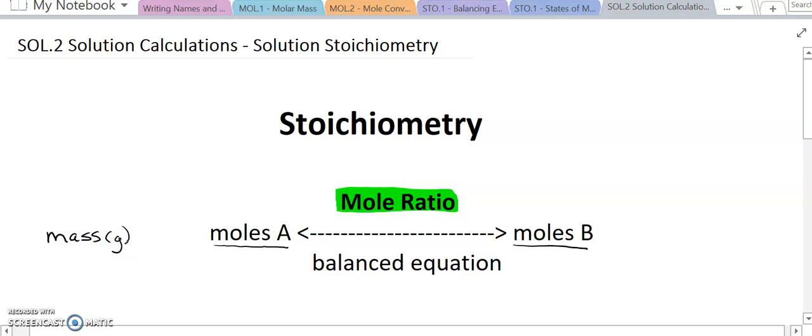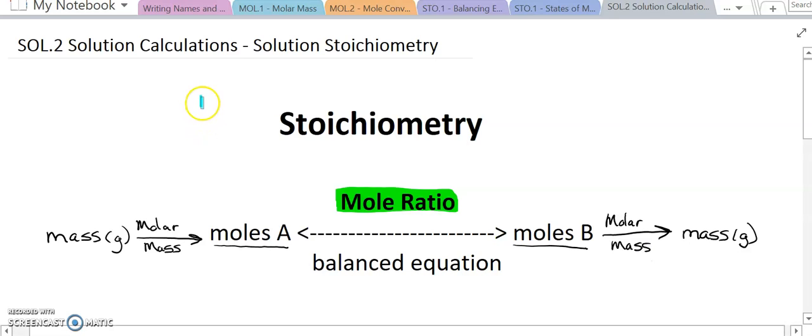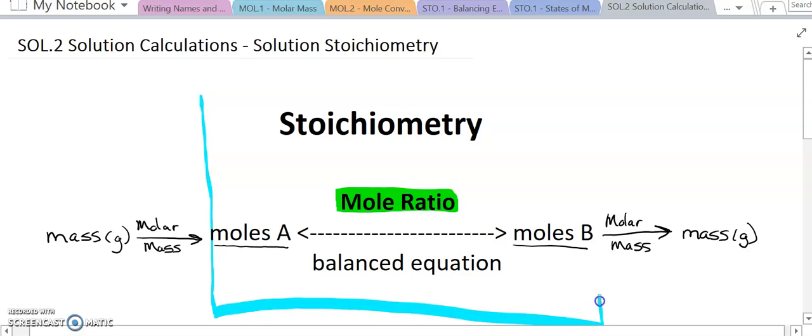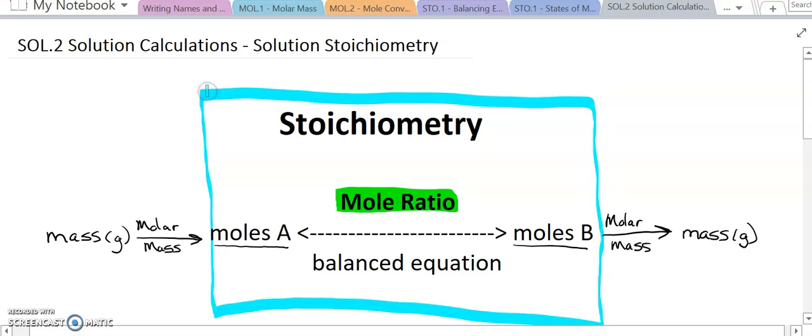But you can't do stoichiometry without getting it to moles, so you use a molar mass to get it to moles of something else. And then at the end, if you're measuring data in lab, you need it back to another mass in grams, and you use the molar mass of whatever you are trying to figure out. But stoichiometry is not grams to grams. Stoichiometry is moles to moles using a balanced equation. And anything you use to be able to get to moles, you can use for stoichiometry.